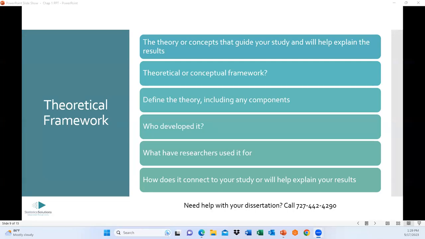What have other researchers used it for, right? Have people used it in the same field that you're in or in different fields? Talk a little bit about generally how researchers have used it. You also want to talk about how it connects to your study, how it's going to help you explain what you're doing, how it's going to help guide what you're doing. Those are kind of the main parts you want to hit in your theoretical framework.